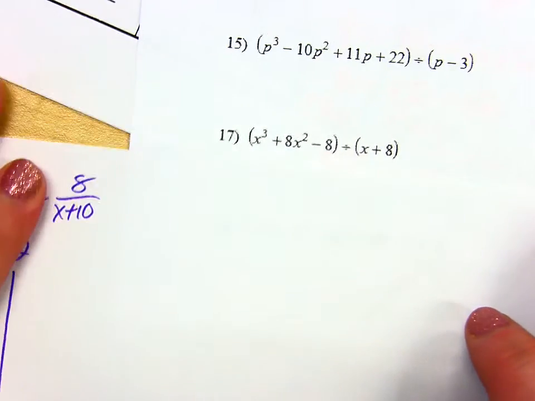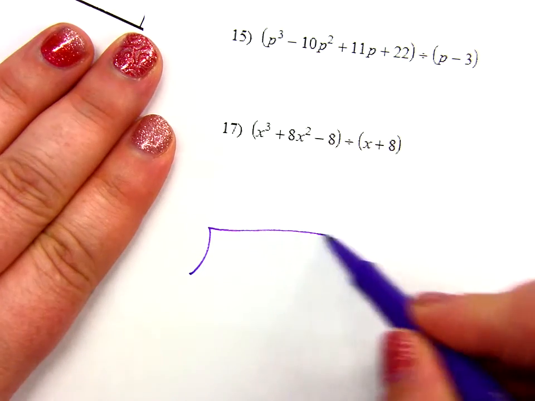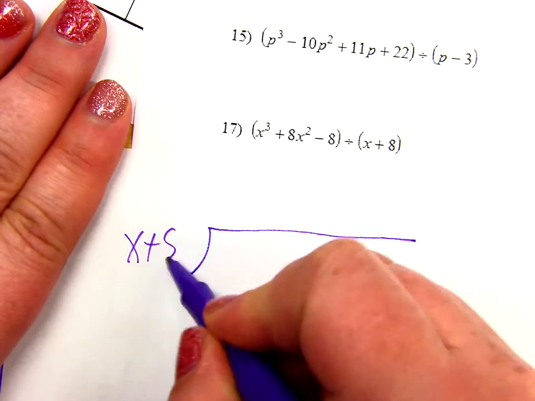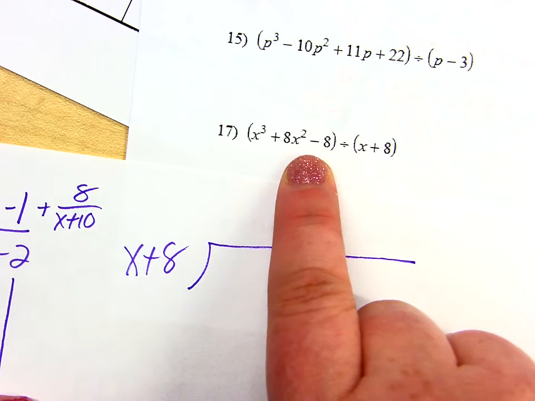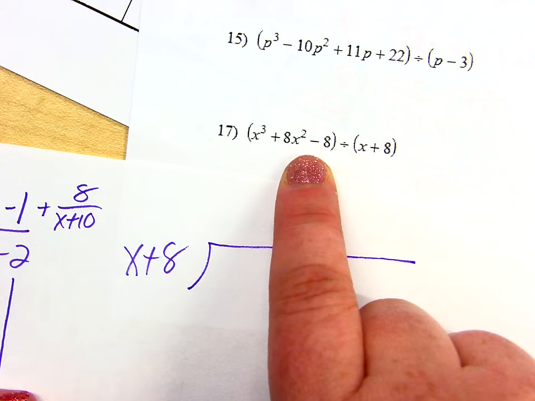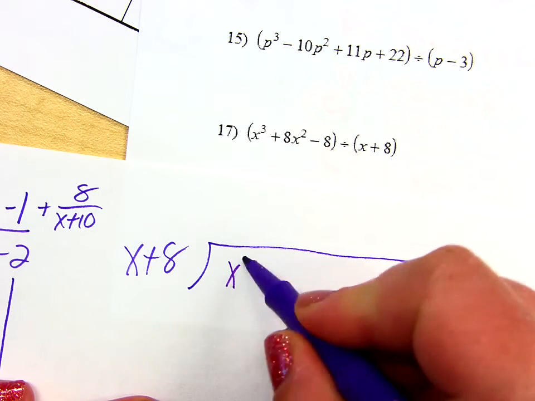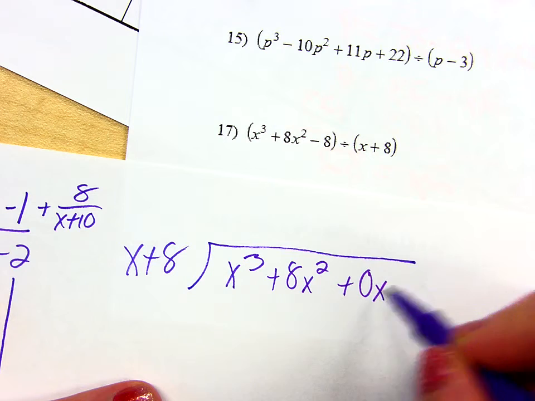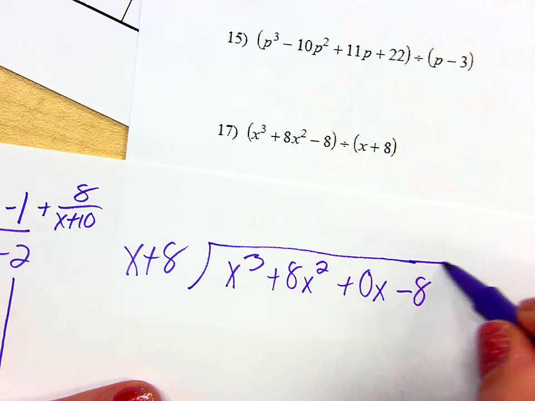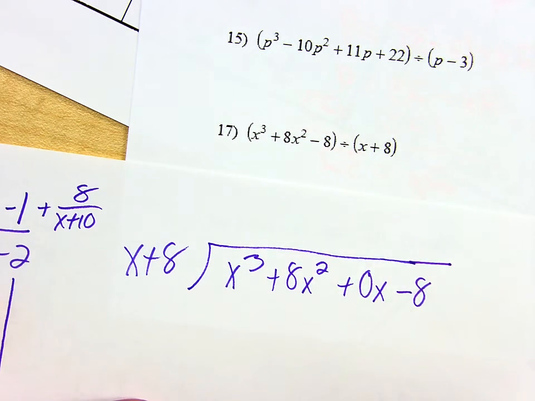Who goes on the outside? Who's the divisor? x plus 8. So x plus 8 is on the outside. Now please watch how you have to write this. See how I'm missing the x squared term? So I'm going to write x to the third plus 8x squared plus 0x and then the minus 8. Because I need to make a column for it.